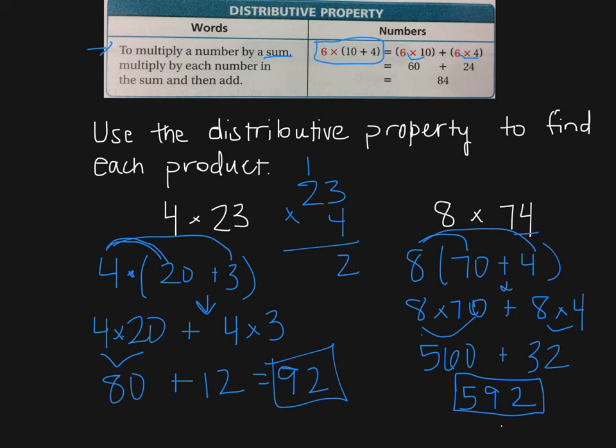So this is our friend the distributive property. I'll say it one more time. It will mostly be used when you're using variables, so we're just kind of getting our feet wet with it.